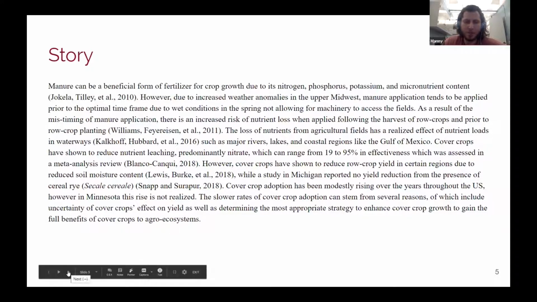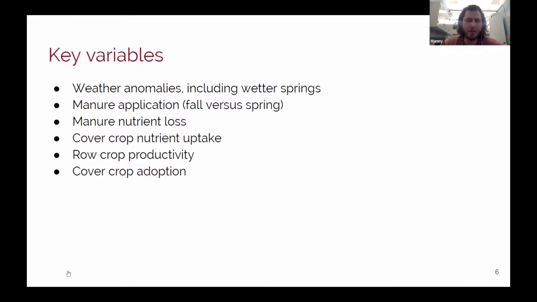So from this, we pinpointed some key variables. Weather anomalies: as we experienced last year, our springs have been getting wetter and wetter, so that's reduced our ability to plant our row crops in the spring at an early enough time. So with that, since we are applying manure early, usually in the fall after row crop harvest, that manure applied in the field is staying out longer before any row crop can be utilized. So there's an increased risk of nutrient loss that can enter into the waterways.